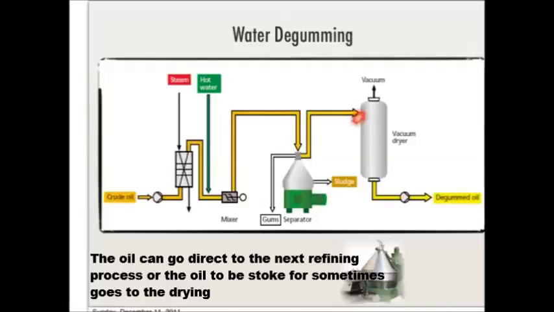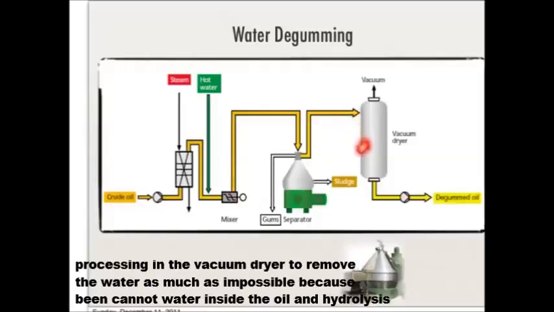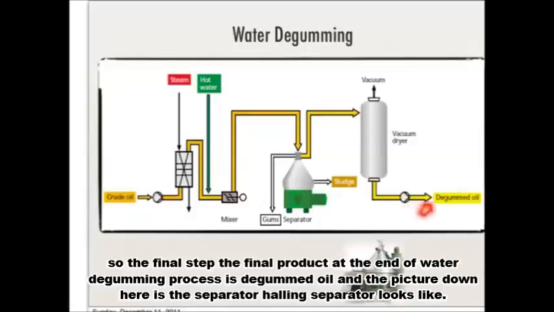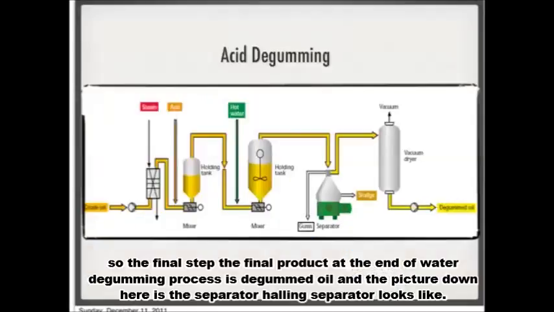The oil can go directly to the next refining process, or alternatively, if the oil is to be stored for some time, it will go through the drying process in the vacuum dryer to remove the water as much as possible, because we cannot leave the water inside the oil because it can cause hydrolysis. So the final product at the end of the degumming process is the degummed oil. And the picture down here shows how the separator looks like.